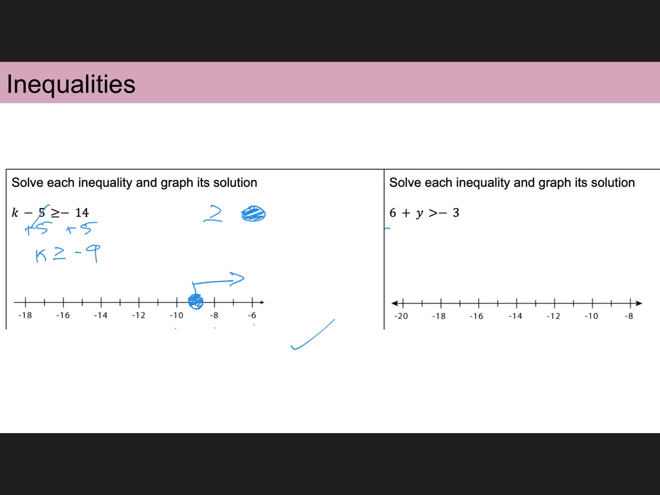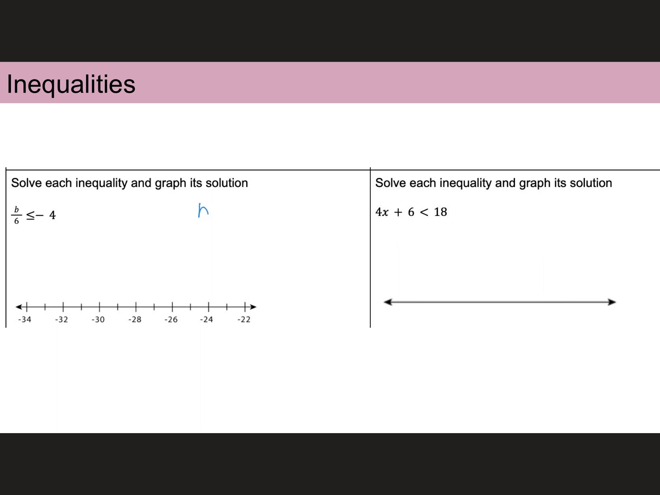Second one is also a one-step equation. I subtract 6 from both sides. So it says y is greater than negative 9. Again, we have negative 9. Negative 9 is over here. So I draw a circle there. Now, because it's a greater than or less than, my circle is hollow. It's open. And then all the numbers that are greater are in that direction. And that's it. Done.